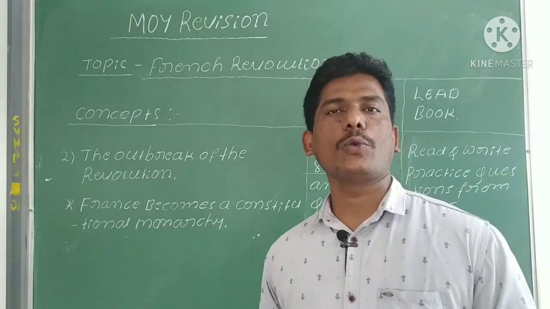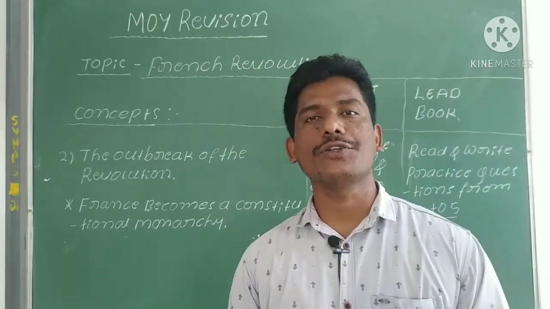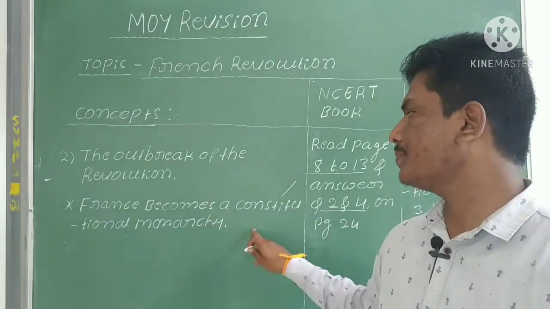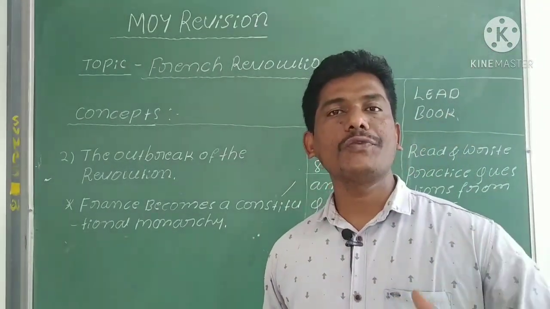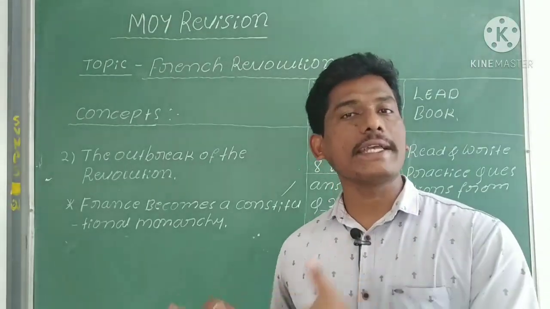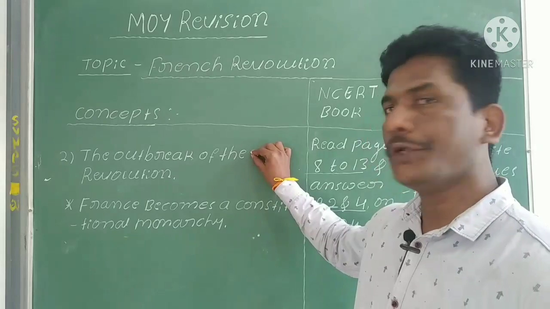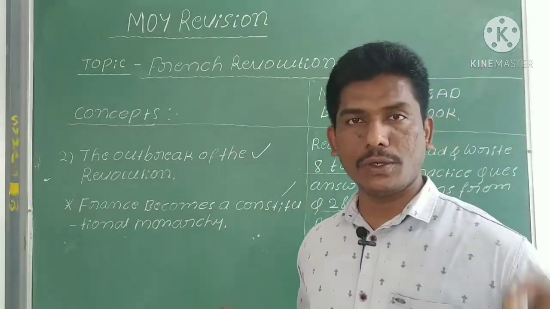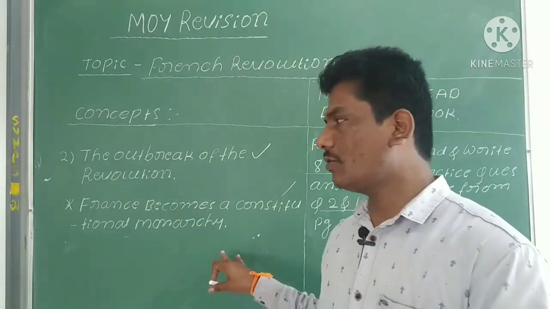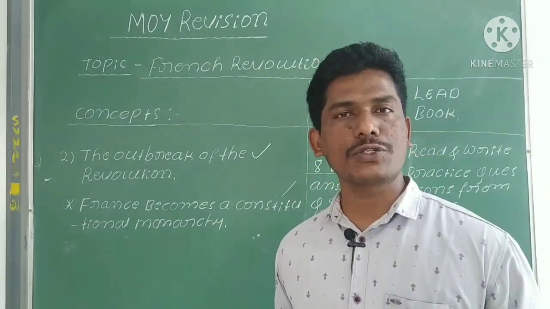What happened there? Automatically, the revolutionary people gathered in the tennis court and formed what? The National Assembly. After that you have to focus on how France became a constitutional monarchy. After forming the National Assembly, how did France become a constitutional monarchy? While reading the NCERT textbook, please go through the outbreak of the revolution in detail: how the French Revolution began in the country, and the second important concept, how France became a constitutional monarchy.